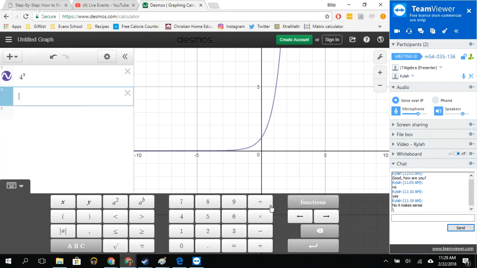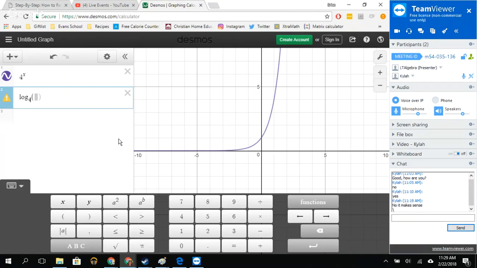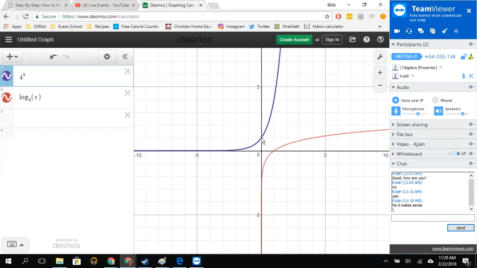All right, here we go. So I have the exponential equation 4 to the x power. This is our growth function, right? It crosses the y-axis at (0, 1), okay?